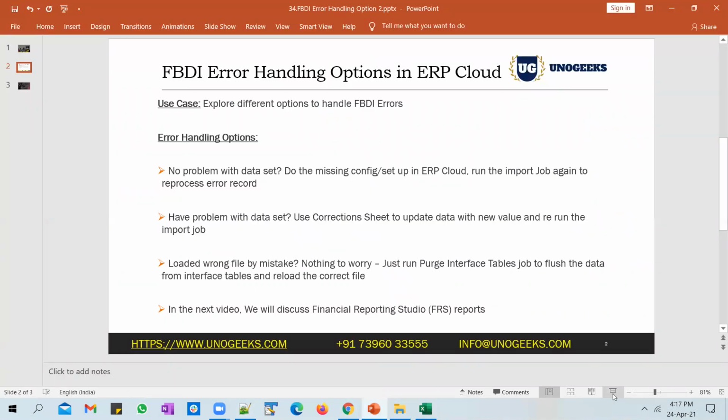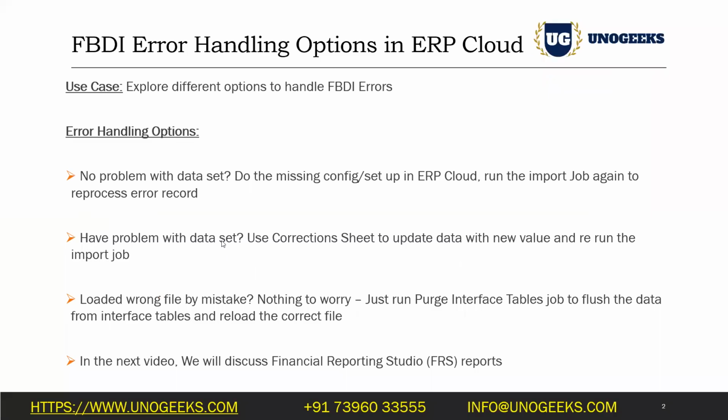So this is how you correct the data. This is how you correct FBDI errors using option number 2. So when you have a problem with the data set, and if you want to update the data that is already in the interface table, you could use the correction sheet to achieve that. And how do you do it? All you have to do is download the correction sheet, update the data in the sheet, and then you try to load the sheet again.